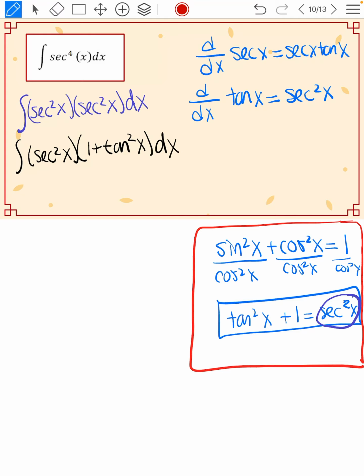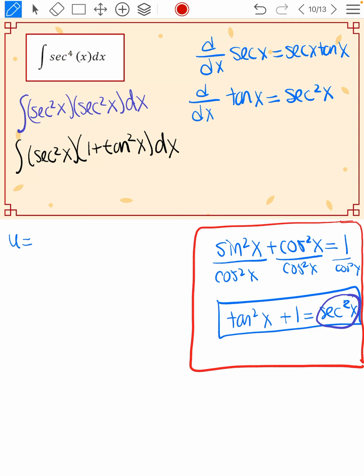Okay, so again, remember my logic is I broke it up into secant squared and secant squared so that I could use that identity. Obviously I can't replace both of the secant squareds with my new expression, or I won't be able to use u-sub. So I want to keep one of the secant squareds there, and replace the other one with tangent squared.